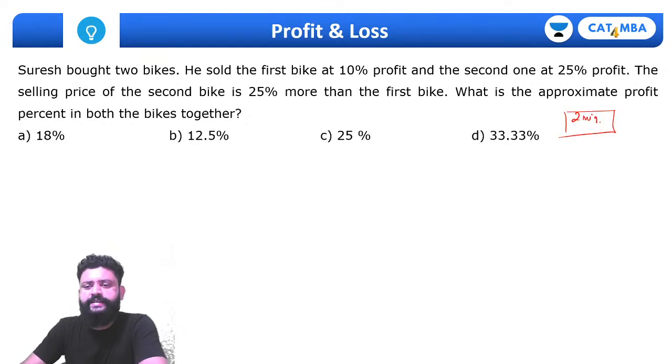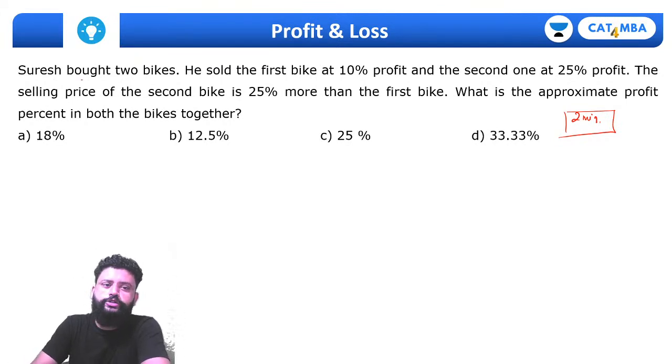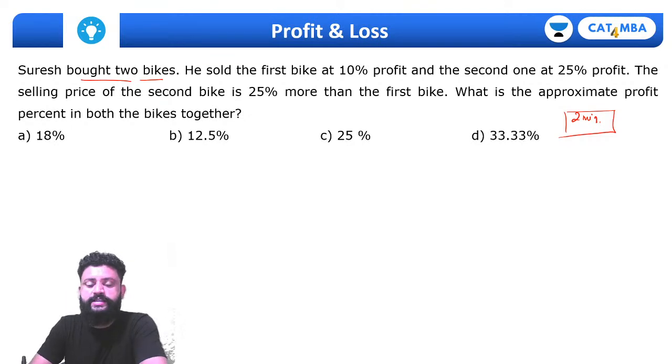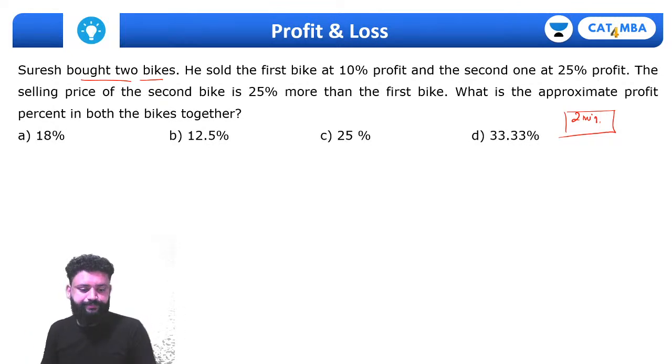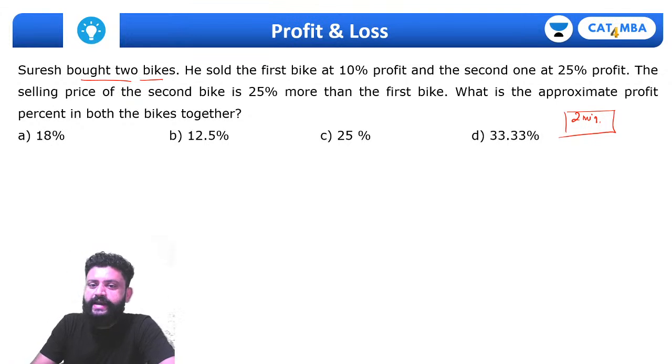Think about it. By the time I'll just explain exactly क्या transaction हुआ है. Suresh bought 2 bikes. We don't know the cost price and selling price. दोनों के cost price different हो सकते हैं, दोनों के selling price different हो सकते हैं. There is nothing given कि दोनों बाइक अपने मर्जी से हमें assume नहीं कर लेना है कि वो दोनों same ही होंगे. It's not compulsory. Suresh bought 2 bikes and he sold first bike at 10% profit. So let's say first bike and second bike. I don't know the cost price of any bike.